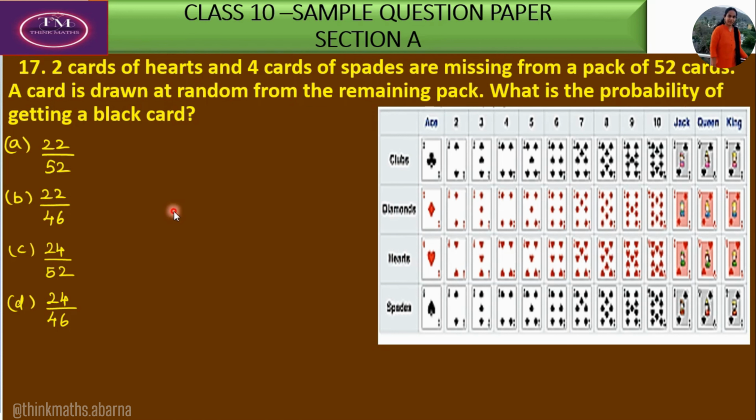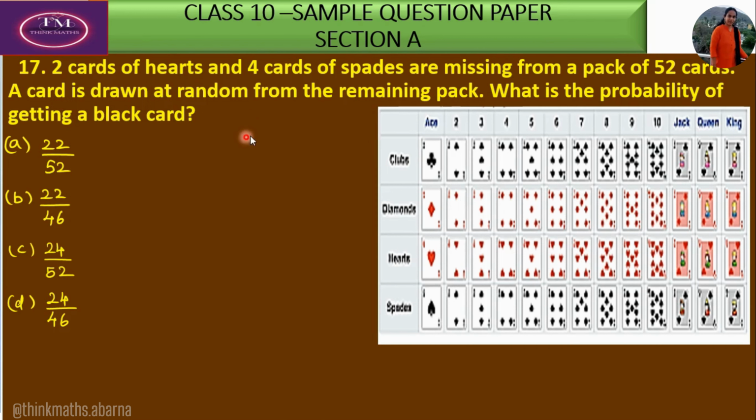Okay. So what are the cards taken? Hearts and spades. This is the type of cards. In 52 cards, we have 2 sets of black and 2 sets of red. Diamonds and hearts are red, clubs and spades are black. In each row we have 13 cards, and there are 4 rows. So 13 into 4, in total we have 52 cards.